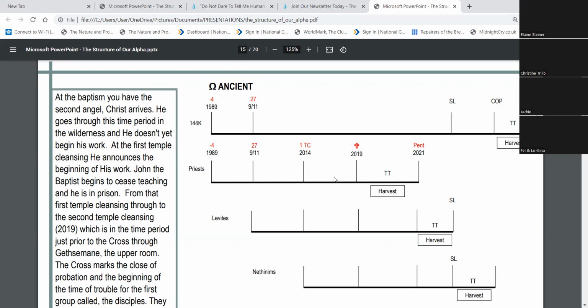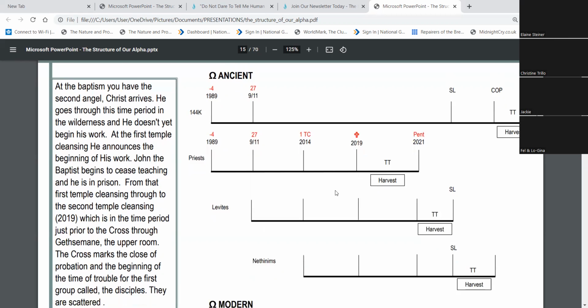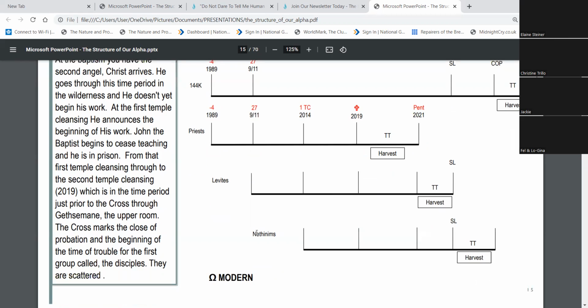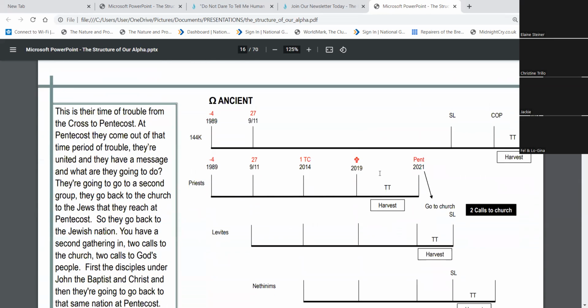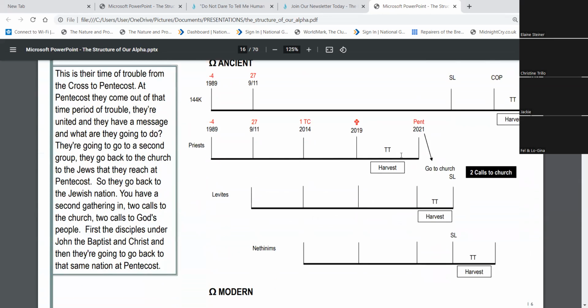The cross marks the close of probation and the beginning of the time of trouble for the first group called, the disciples, and they are scattered. This is their time of trouble, from the cross to the Pentecost. At Pentecost, they come out of that time of trouble and they're united. And then they have a message.